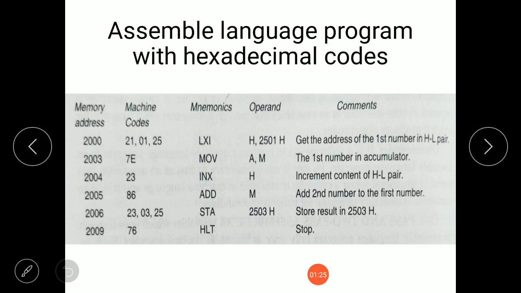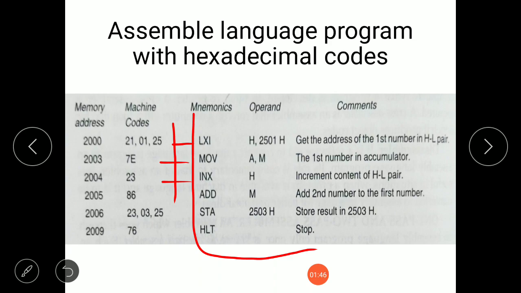mnemonic. Again, I am repeating what happens. The programmer first of all writes the program in assembly language and then fills up the machine code corresponding to each mnemonic. This is called hand assembly.